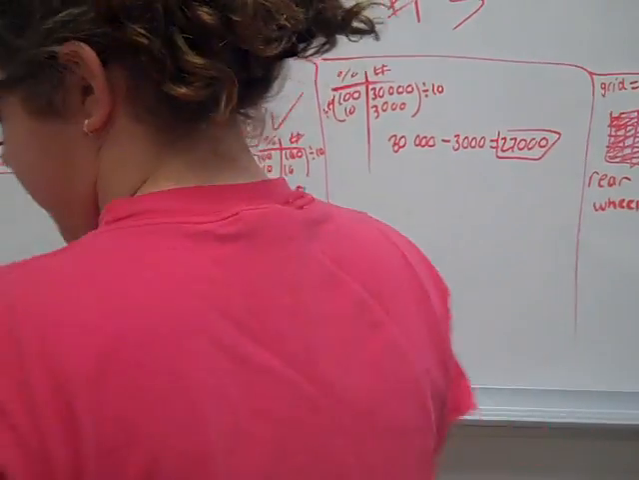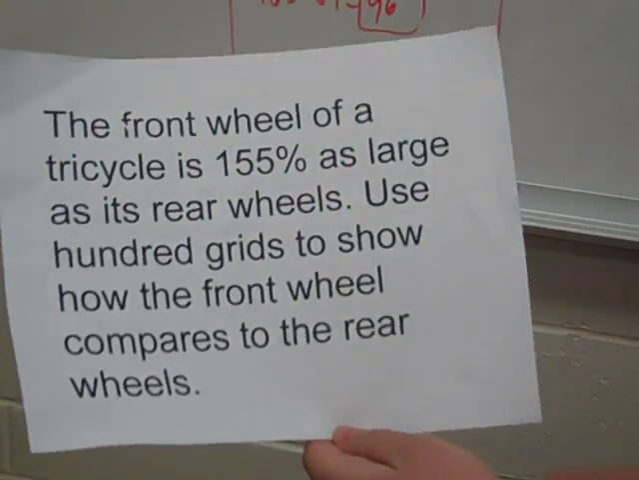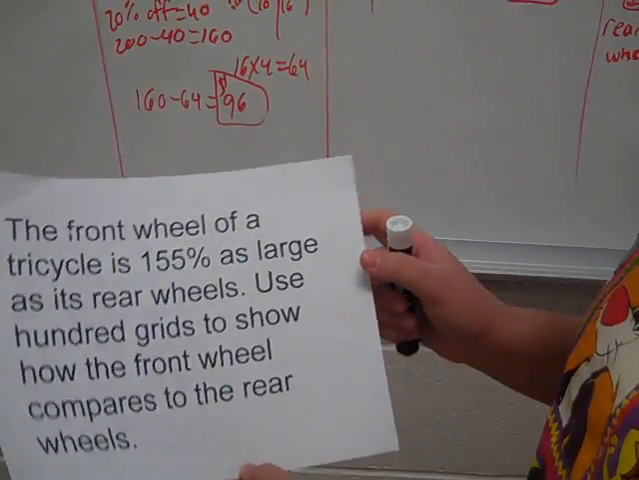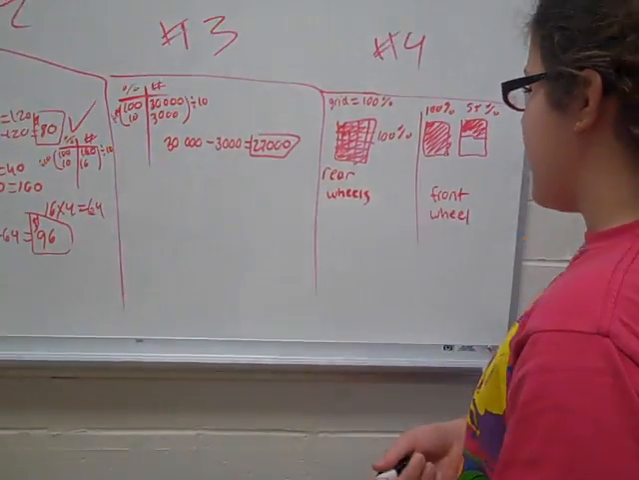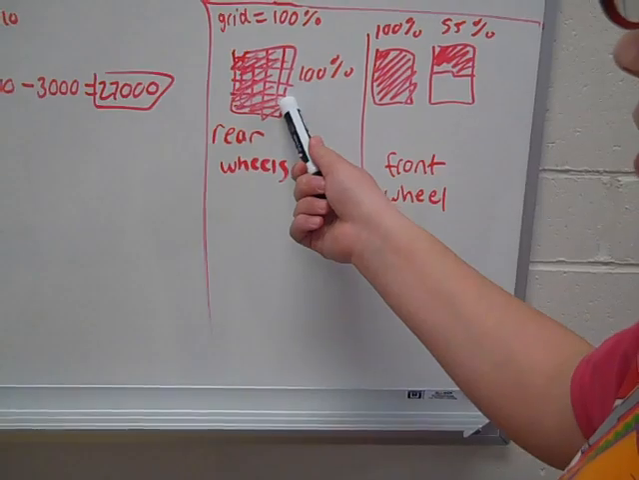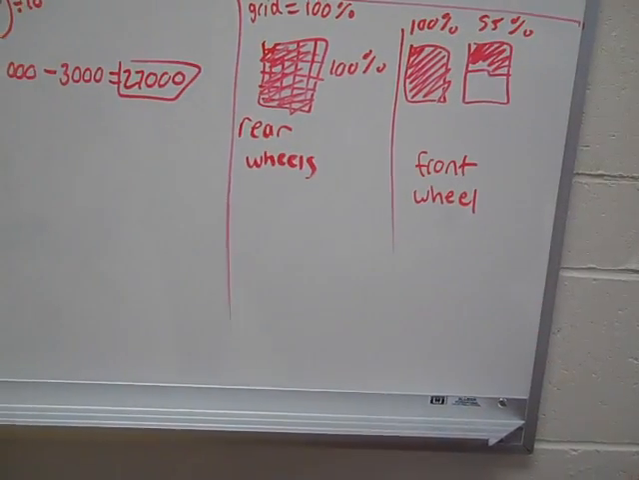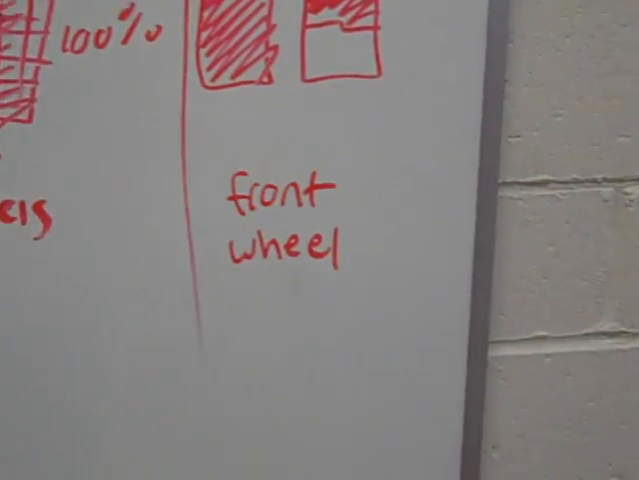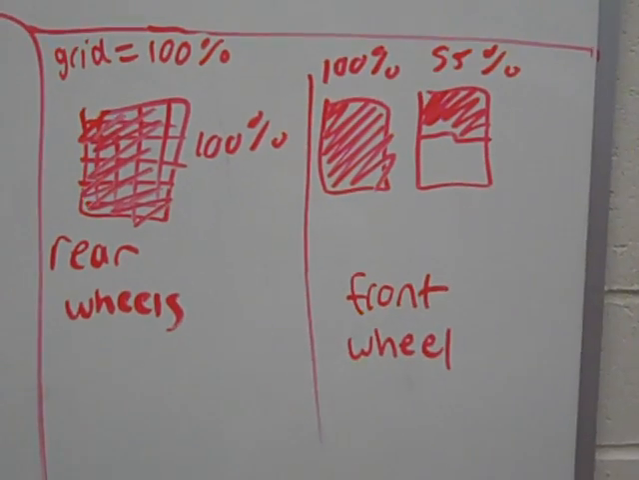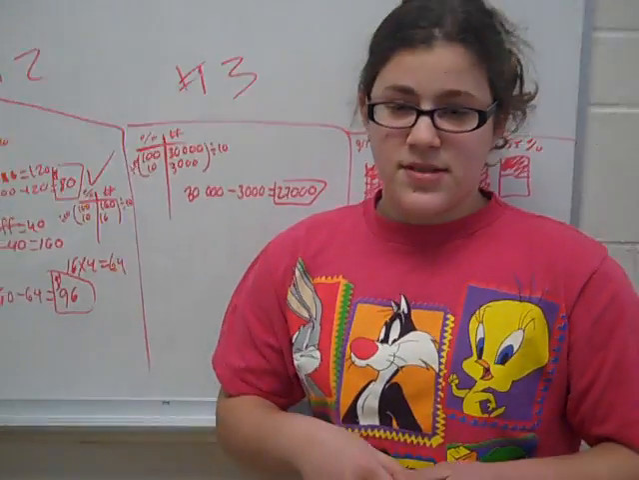And the fourth question. The front wheel of a tricycle is 150% as large as its rear wheels. Use 100 grids to show how the front wheel compares to the rear wheels. Well, as percents are out of 100, the rear wheels, we should say, are 100. And 1 grid equals 100%. So we color 1 grid in. And the front wheel is 150% as big. So the front wheel would be 1 grid and 50% of another grid. And now I hope you will be less percentily challenged.